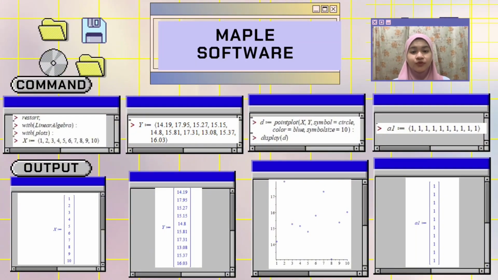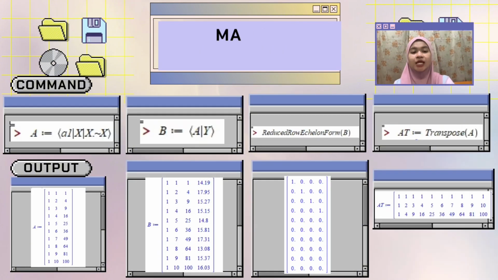I am Norashiki Menti Imran and I will explain to you about the Maple calculation. First thing first, we need to declare x and y, and then we need to plot a graph. We need to declare a new function which is d, and then use the function pointplot with x and y, the color and the shape, and then we use the function display d, and then the graph will be generated. After that, we need to declare matrix A, which is 1, x and x squared, and then matrix B, which is A and y, and then we have to reduce to row echelon form for matrix B.